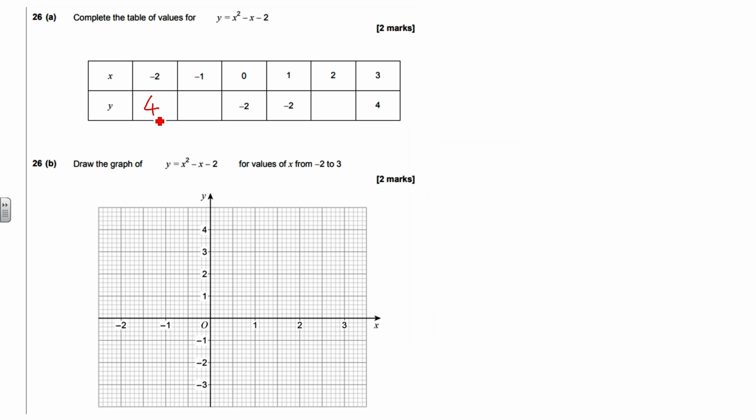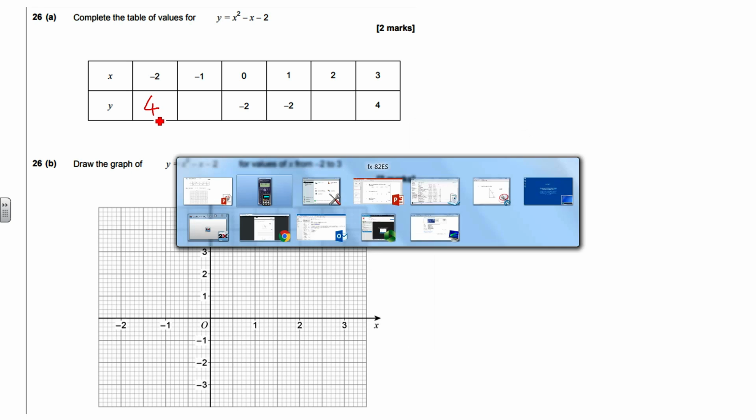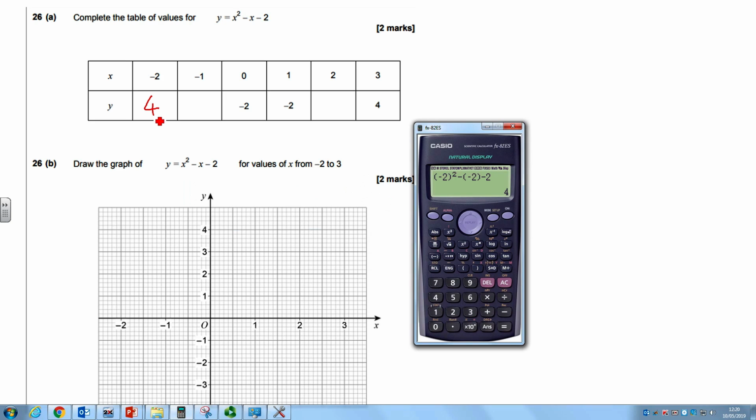Just to show you what happens if I don't use those brackets. If I go minus 2 squared minus minus 2 minus 2, I get the answer minus 4, which is not correct. Because what the calculator is doing is not squaring the negative number, it's squaring the 2 and then making that answer negative.